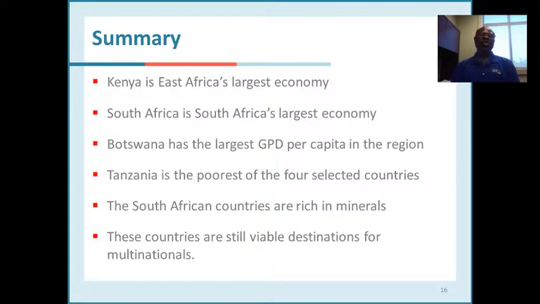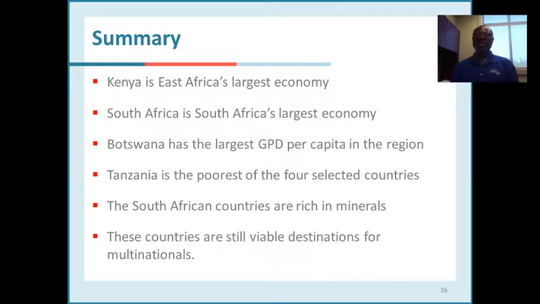So in summary, Kenya is East Africa's largest economy, and it is the port of entry to most East African markets by multinationals. Its location on the Indian Ocean gives it some advantage. South Africa is southern Africa's largest economy. It has the advantage of the two oceans and a lot of infrastructure.